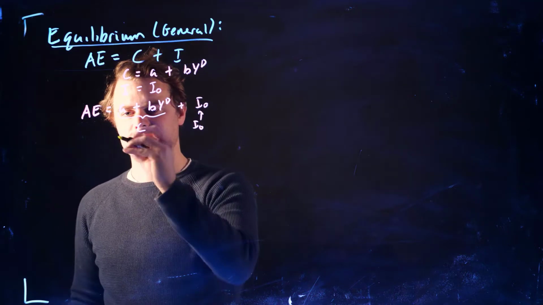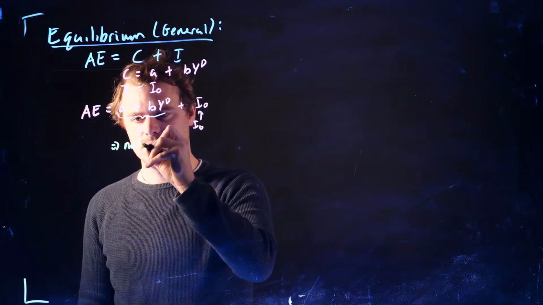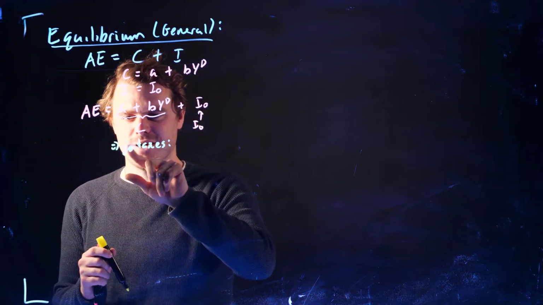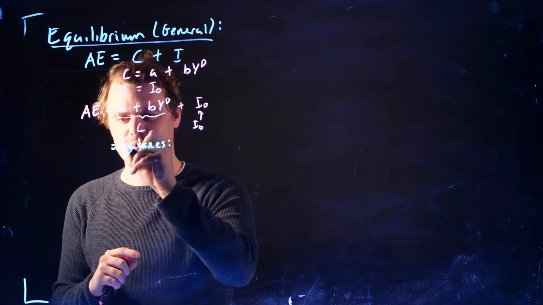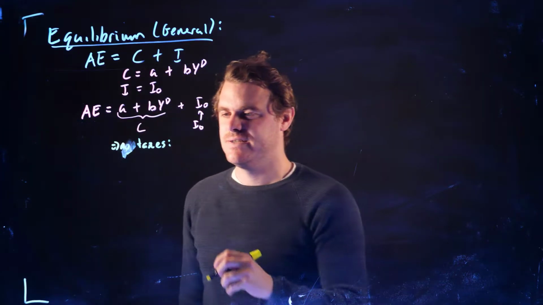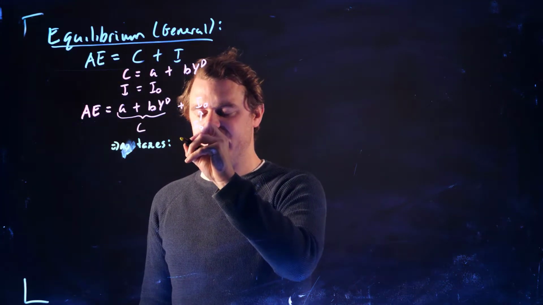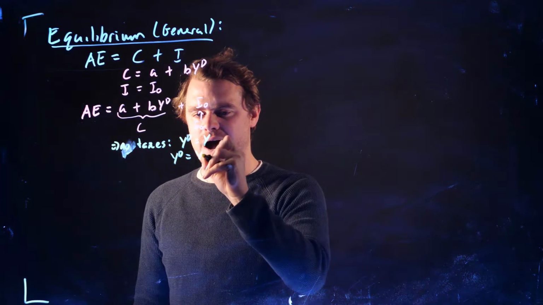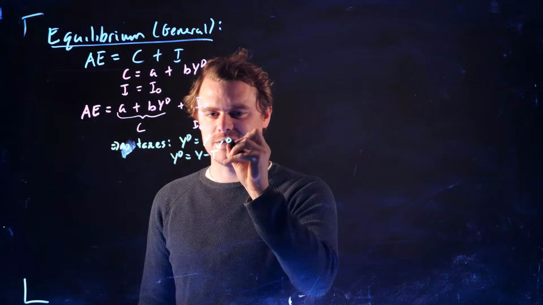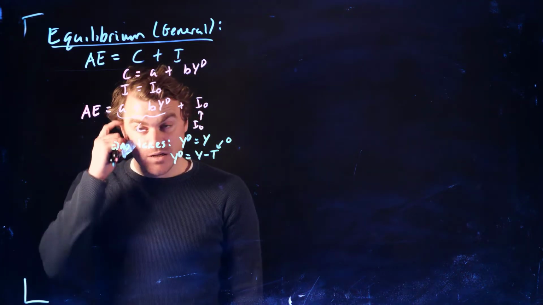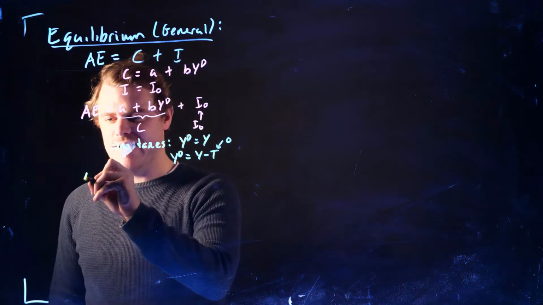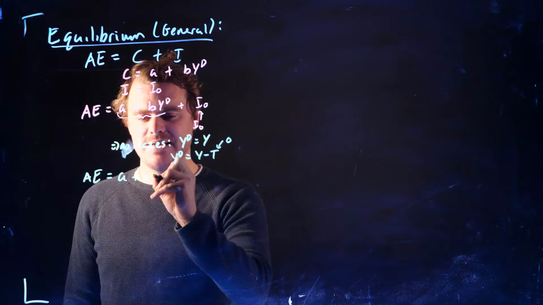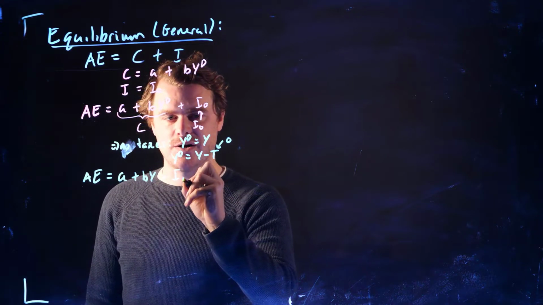So there's no taxes. So it says no taxes there. It's not one word. Sorry, it was a little close together. No taxes, if you can hopefully read that. Which means that YD equals just Y, right? Because YD is Y minus T, and this is equal to 0. All right, so now we have AE equals a plus b times Y plus I0.